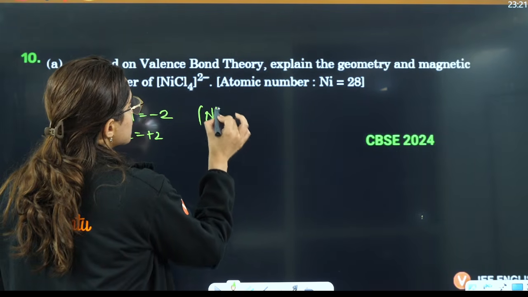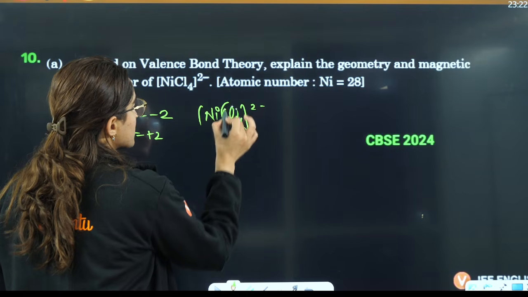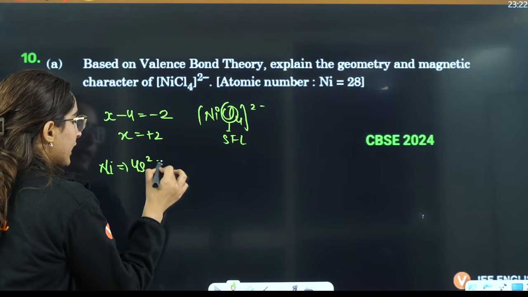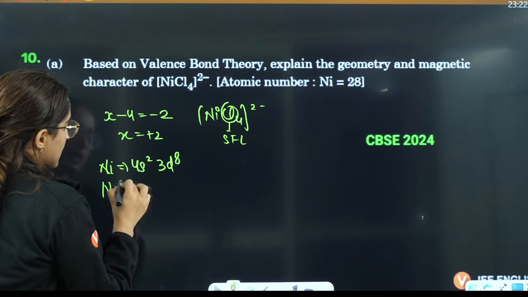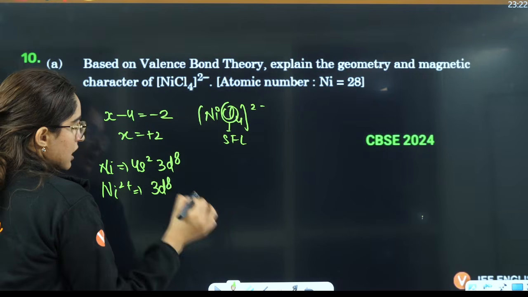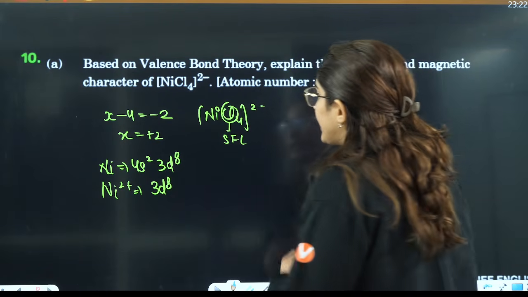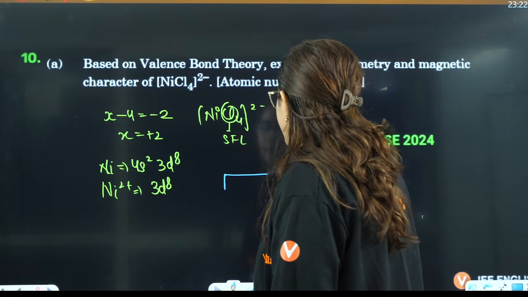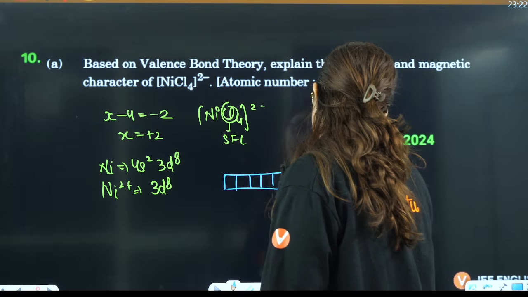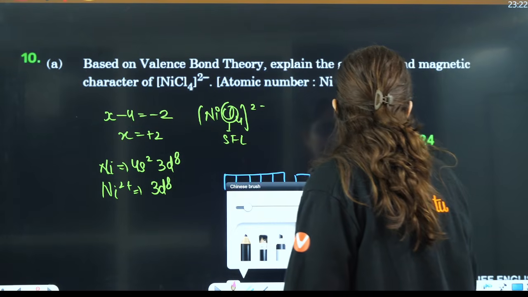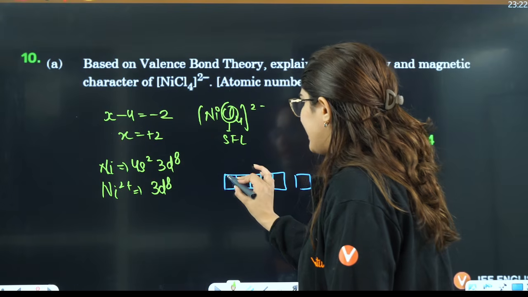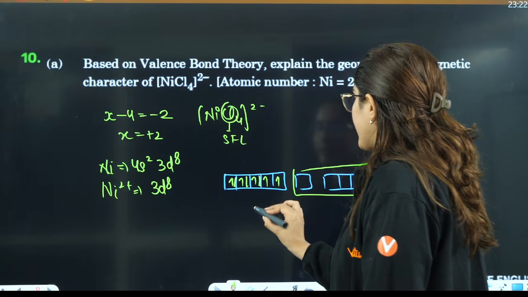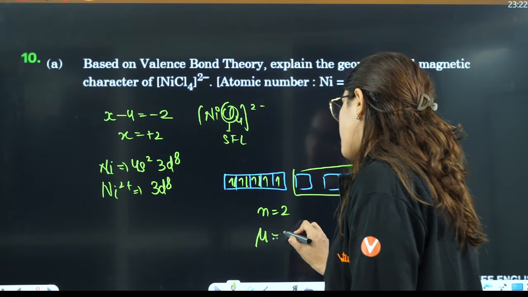So NiCl4 2-, here Cl is a weak field ligand. Nickel has 4s2 3d8 electronic configuration. Nickel 2+ will be 3d8. Now this is the d, this is the s and this is the p. That is the reason here you will have 8 electrons, so 1, 2, 3, 4, 5, 6, 7, 8. So there will be 2 unpaired electrons, so the magnetic moment is 2.8.